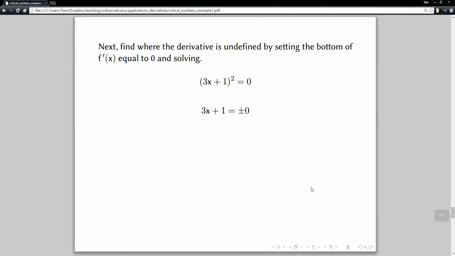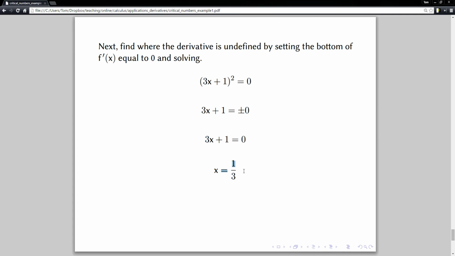What we would do is use the square root property. If something squared equals a number, then the thing inside has to be plus or minus the square root of the other side. The square root of 0 is just 0, and the plus or minus doesn't make any difference here. So I get 3x plus 1 equals 0, and when I solve that, I get negative 1/3.